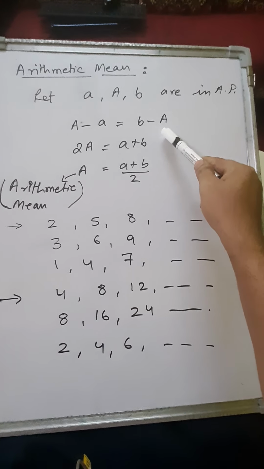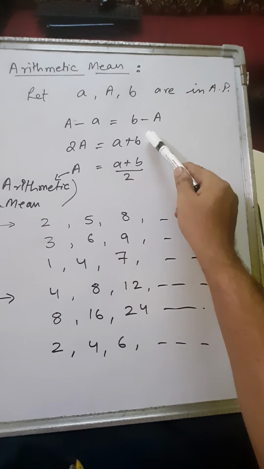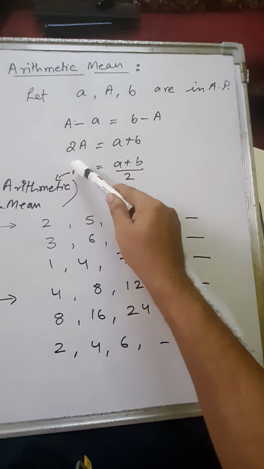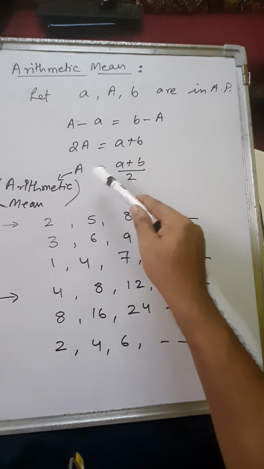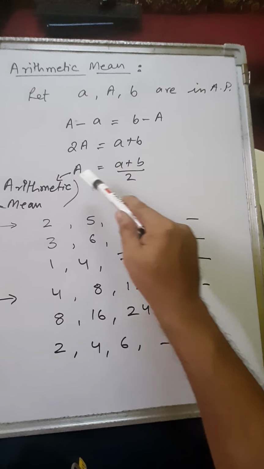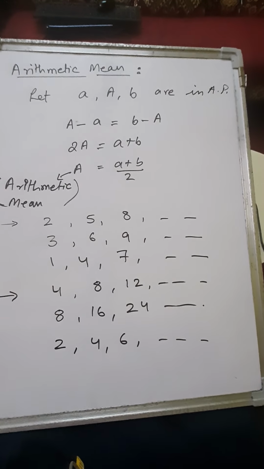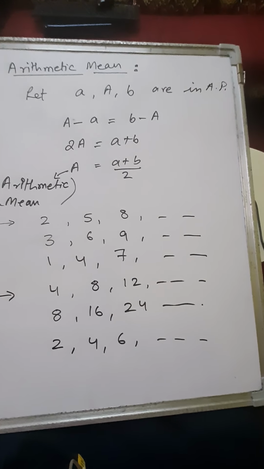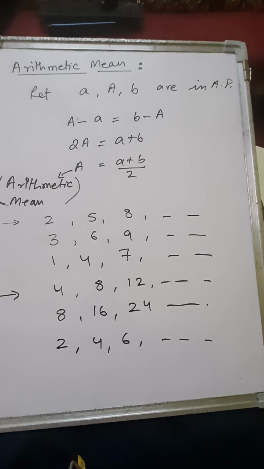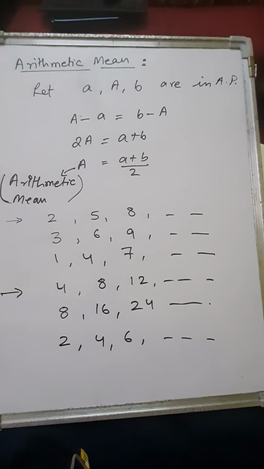So when we transfer this A that side, it will become A plus A, 2A, and this small a this side will become A plus B. When we cross multiply 2 here, what will we get? 2A equals A plus B, so capital A equals A plus B upon 2. So this capital A is the arithmetic mean between a and b. Right, children? So this is the formula for finding the arithmetic mean between two terms which are in AP.